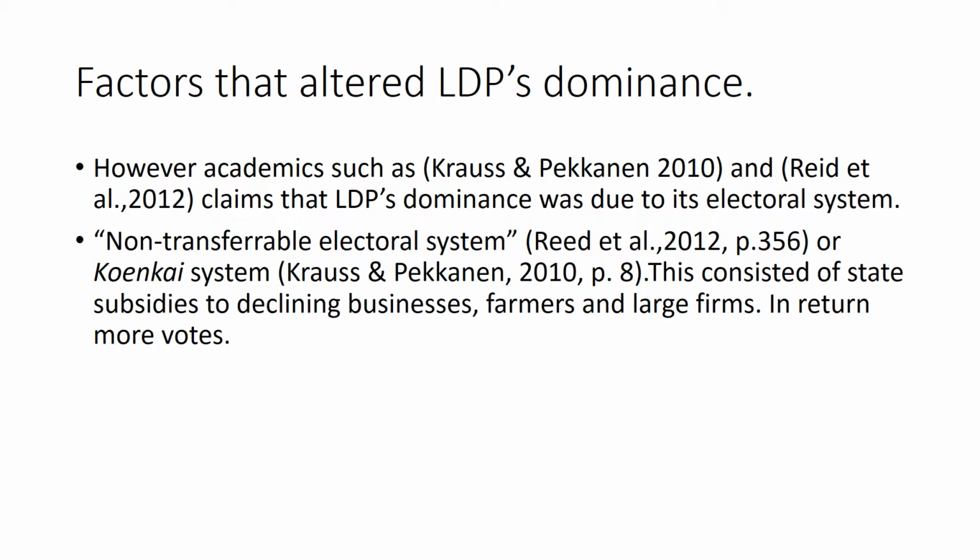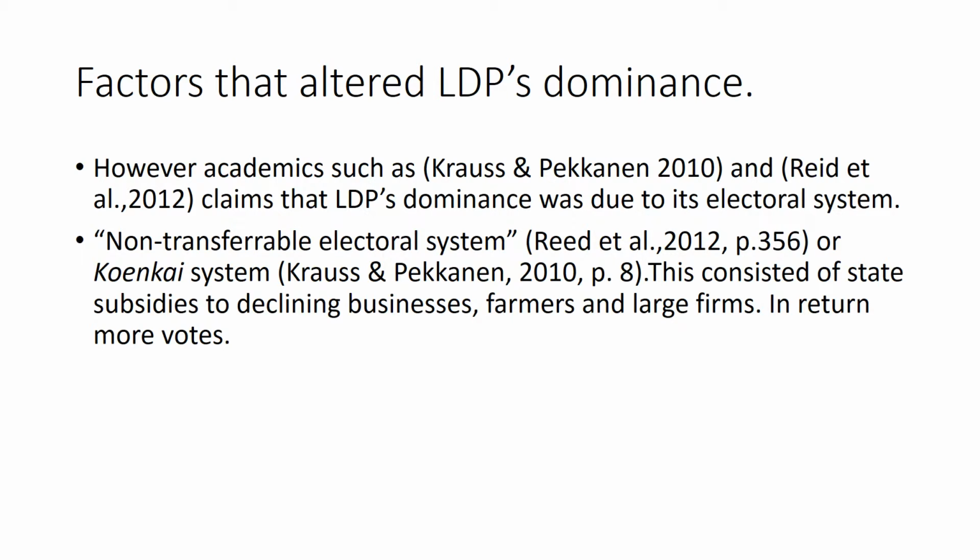Now, in regards to Reed, Scheiner, and Thies, they said that the voting system was basically the non-transferable voting system, which allowed the LDP to use state subsidies and resources to bargain with local constituencies, particularly business groups, the agriculture sector, and unions, thus producing client-patron relations that would later become a winning source for election period.